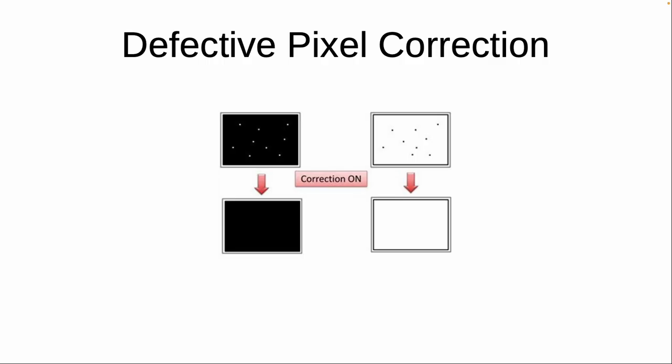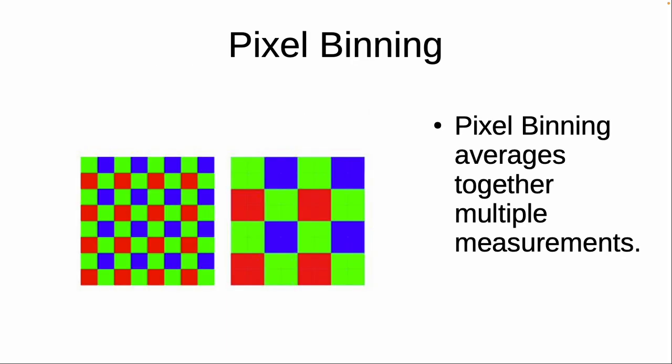Defective pixel correction happens. If you have short circuits, then on a black background they'll show up as white pixels. If you have open circuits, then on a white background they'll show up as black pixels.